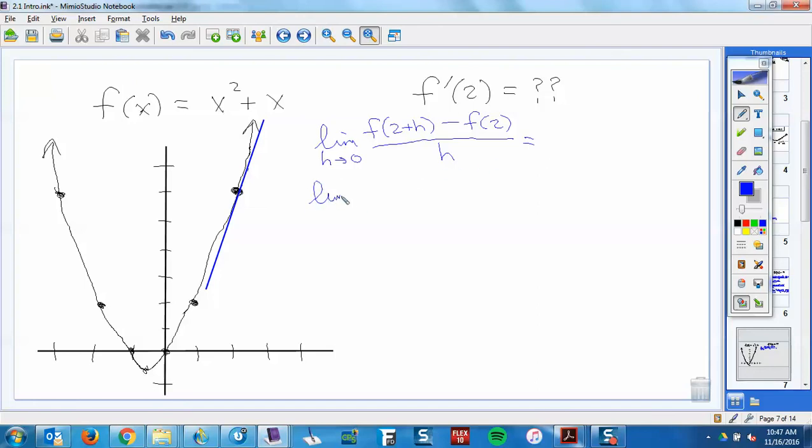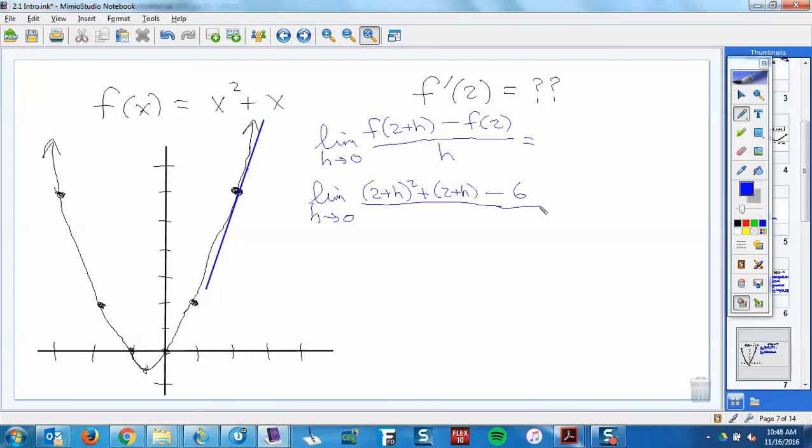So the next line will be limit as h approaches 0. Now we can do our f of 2 plus h. So we put our 2 plus h in for x. So what do we got? 2 plus h squared plus 2 plus h. That's part 1. All we did there was plug in our 2 plus h there and there. Then we got our minus sign. And now we want f of 2. What's f of 2?